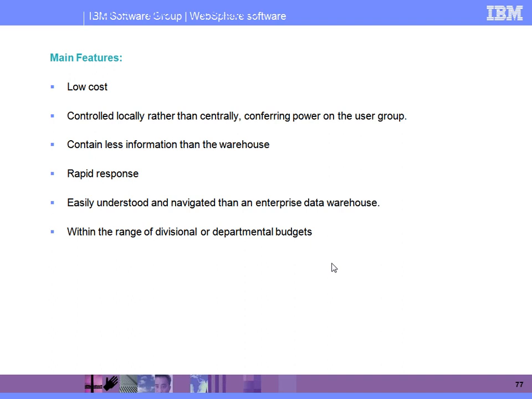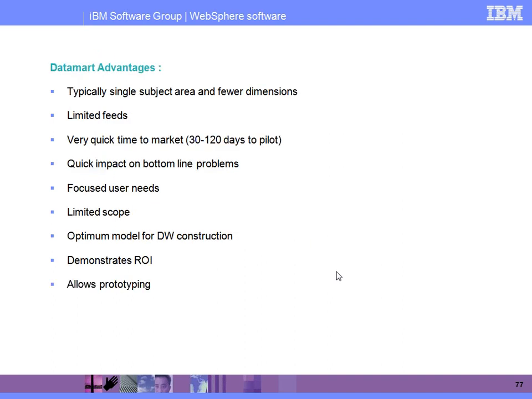Like this, there are a few features and advantages. What are those advantages? Limited volume of data. It also provides single subject areas with a few dimension tables. Quick response will come. It will also have a quick impact on bottom-line problems of the business. It directly focuses on the needs of users. Like this, there are some advantages.